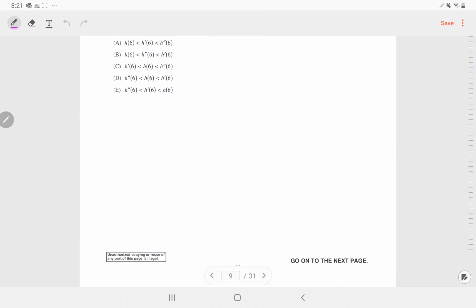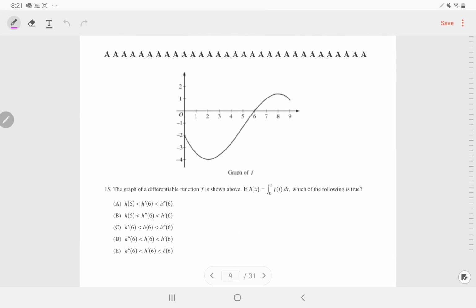Okay, so let's see. The graph is differentiable. This looks like a Leibniz, second fundamental theorem of calculus. Remember, you substitute in the top bound times the derivative of the top bound, minus substitute in the bottom bound times the derivative of the bottom bound. So h prime is f. This is a very good question for free response. This is a very typical free response question. I call them graph given questions. So this is very typical.